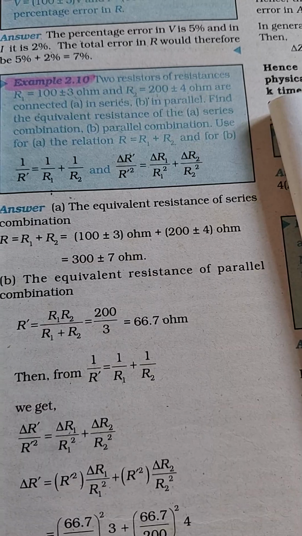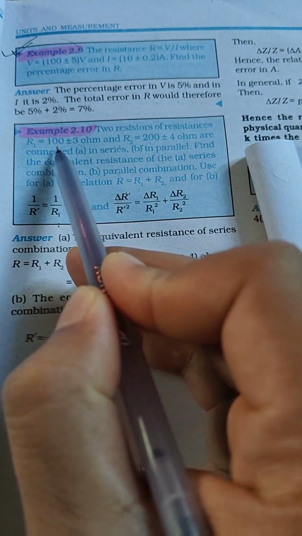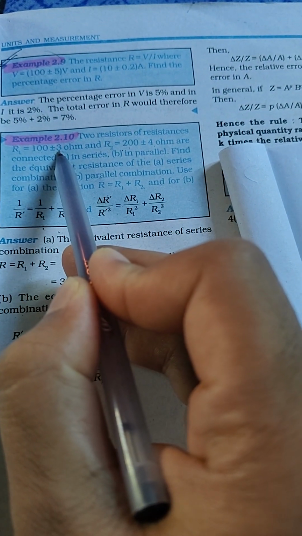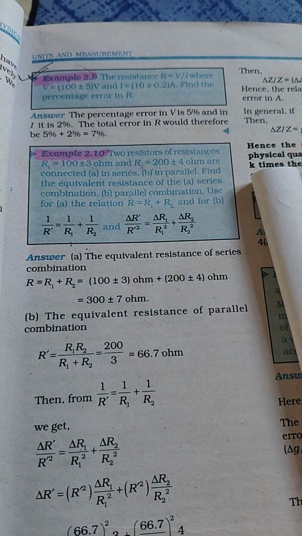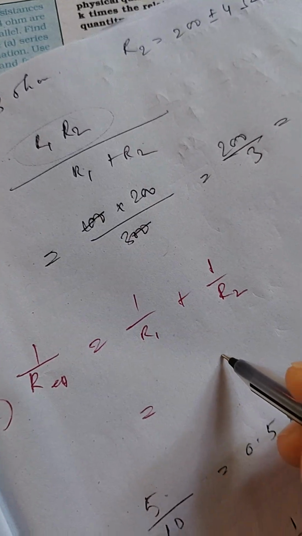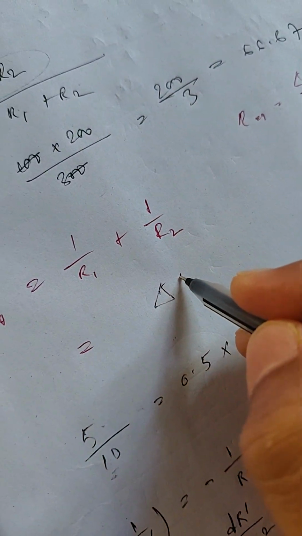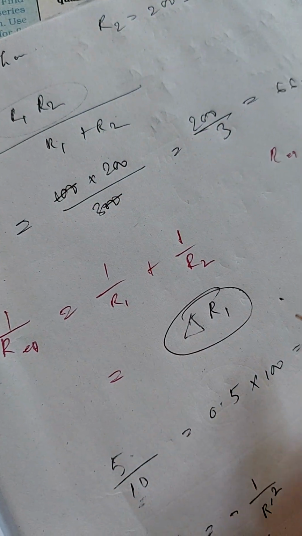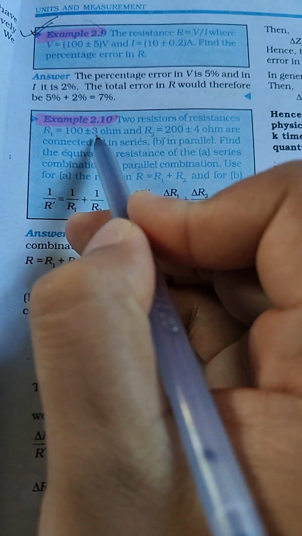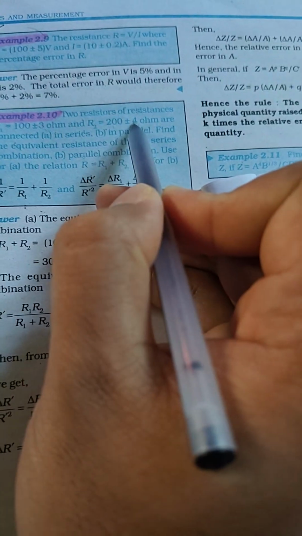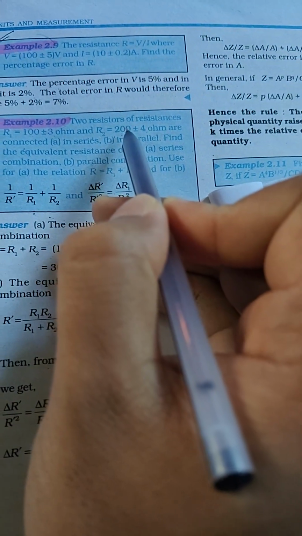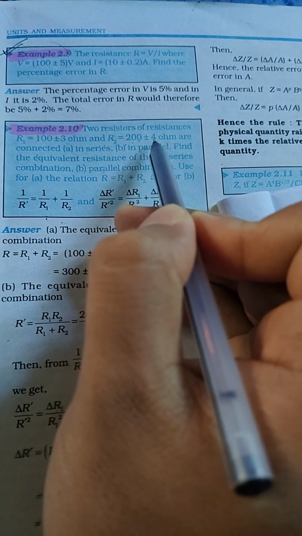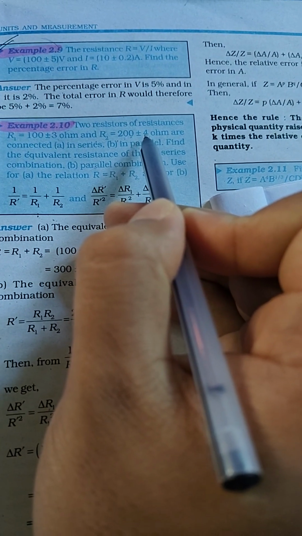First you should know that this 100 is our measured value and this 3 ohm is our delta R1, our absolute error. So this 3 ohm is the absolute error of R1 and this 4 ohm is the absolute error of R2, and this 200 is the measured value. Well, absolute error is the difference between the measured value and the true value.